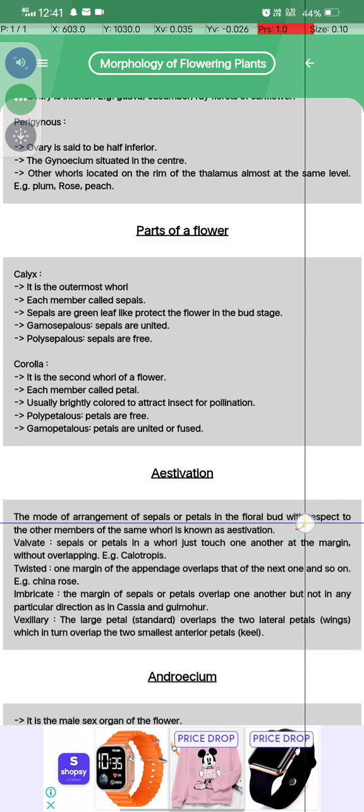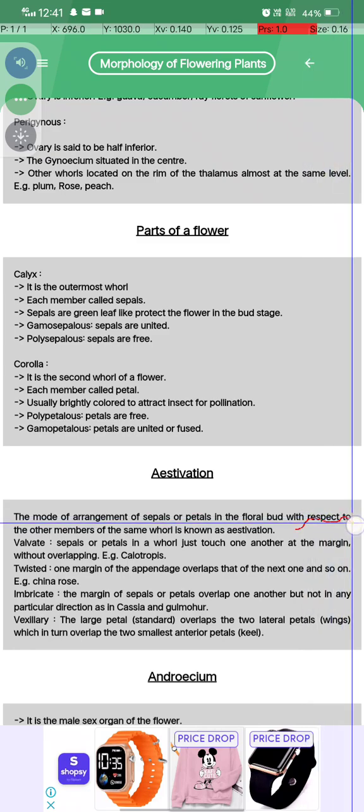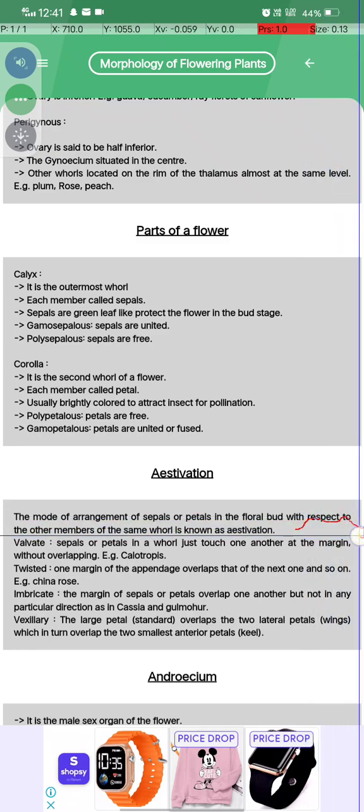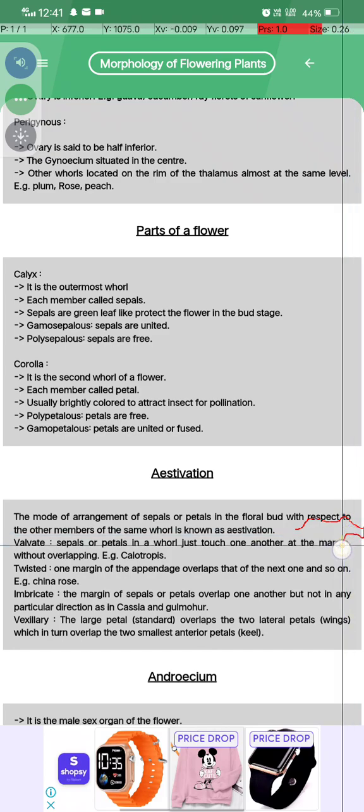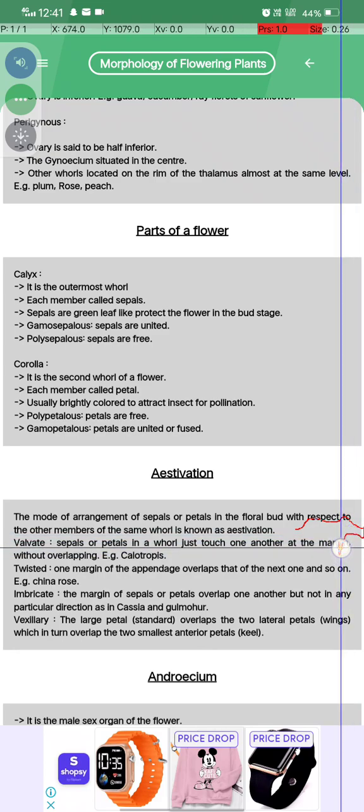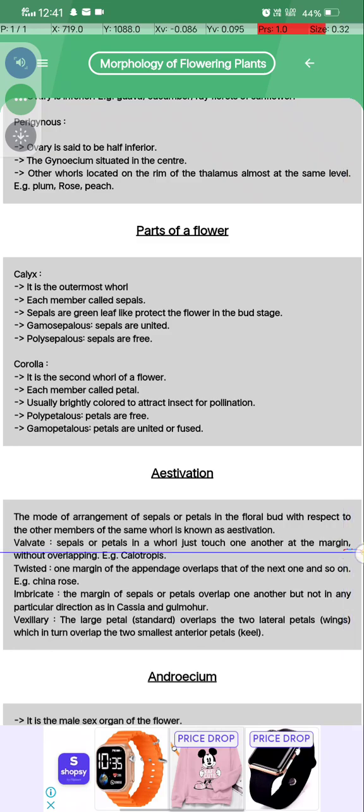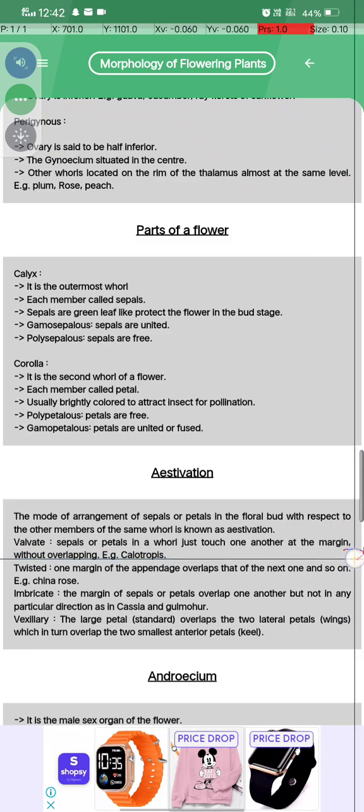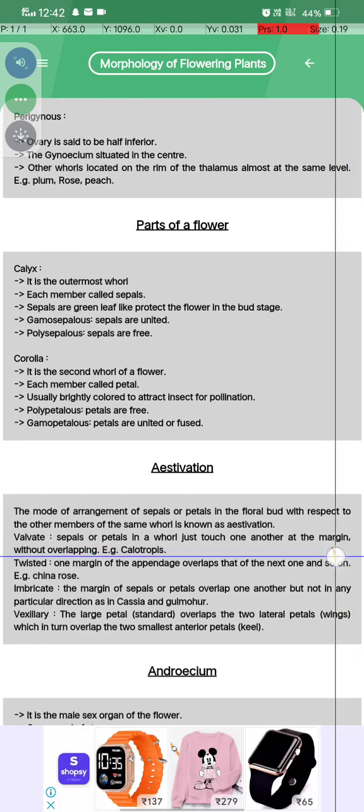What is aestivation? Look, the mode of arrangement of sepals or petals in the floral bud with respect to the other members of the same whorl is known as aestivation. What is valvate? Sepals or petals in a whorl just touch one another at the margin without overlapping, for example Calotropis.